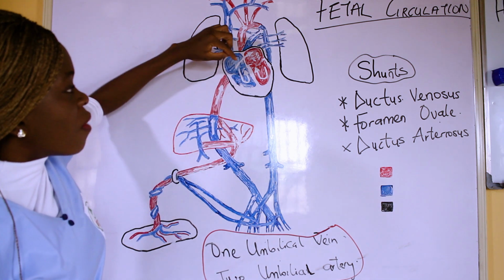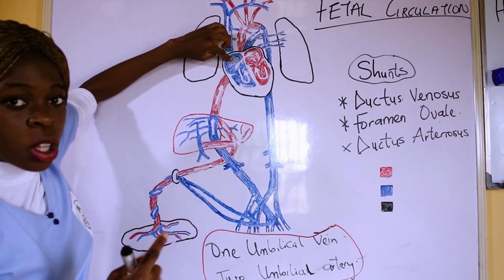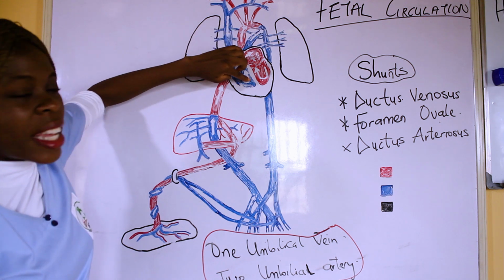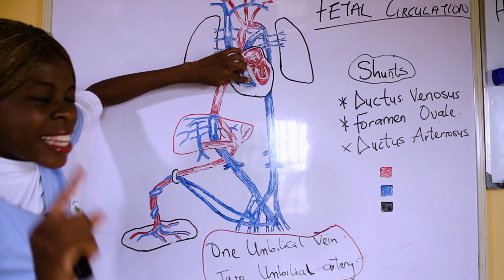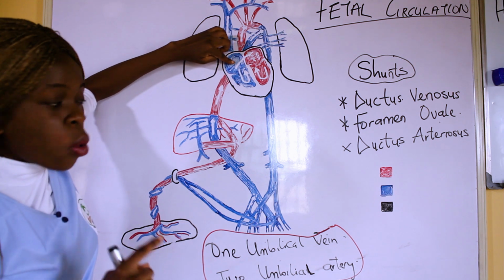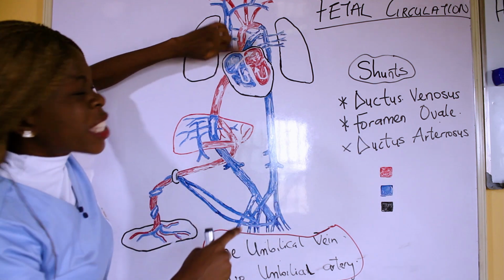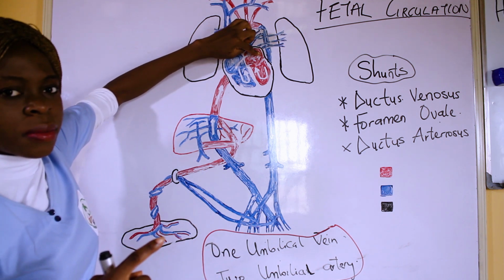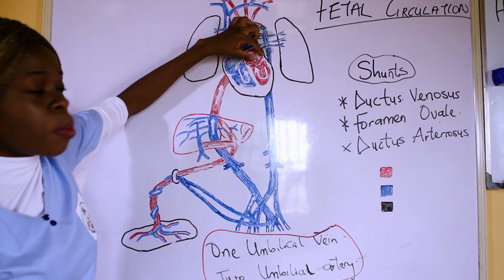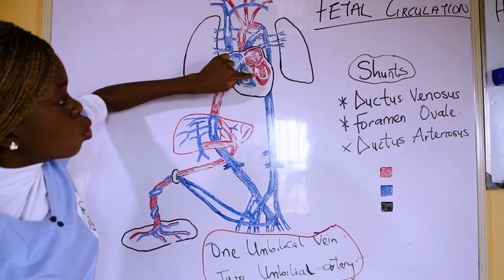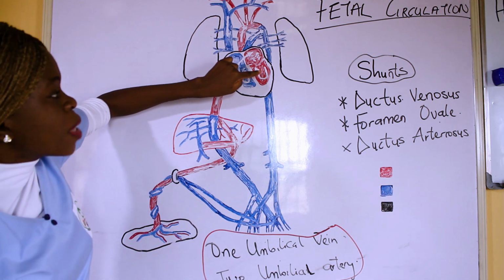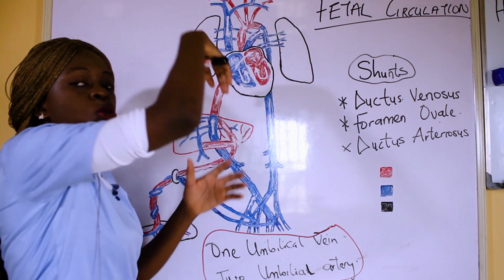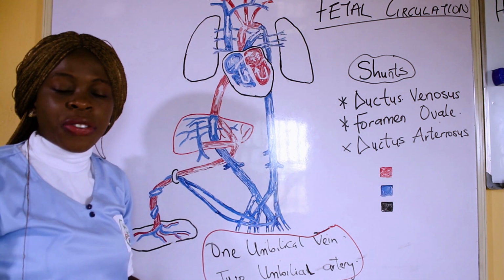From the inferior vena cava, it goes to where? The right atrium. In normal circumstances, from the right atrium, this blood ought to go to the right ventricle. But rather, in a child, the foramen ovale shunts this blood to the left atrium. On a normal basis, the blood from the left atrium goes to the left ventricle. From the left ventricle, it passes through the aorta and goes up to supply the brain and the heart itself.